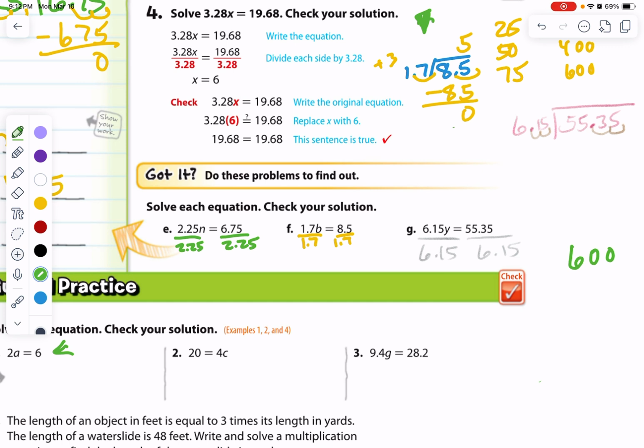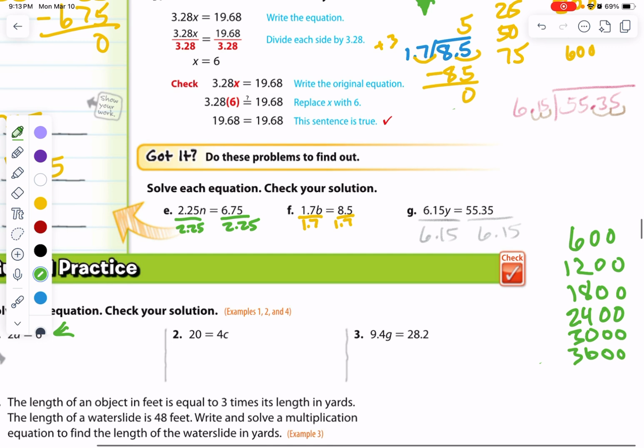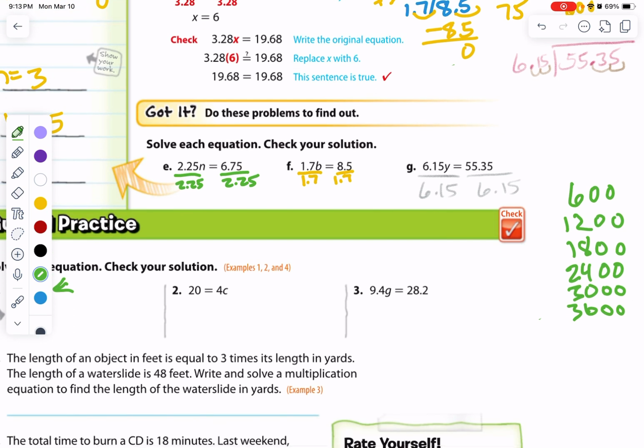600. 2 times 6 is 12, so 1200. 3 times 6 is 18, so 1800. 4 times 6 is 24, so 2400. This is going up fast. 5 times 6 is 30, so 3000. 6 times 6 is 36, 3600. This is taking a long time. Let's skip to 9. What's 9 times 6? 54. 5400. What do you think? Should we risk it? Let's try it.